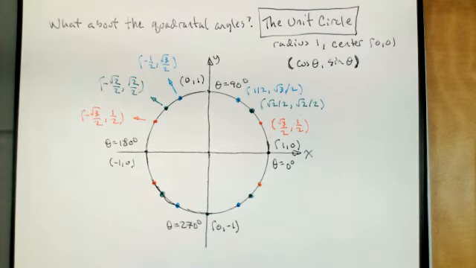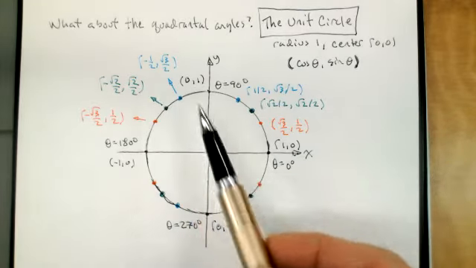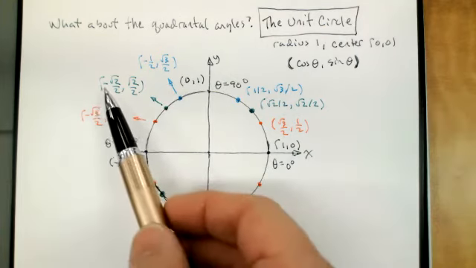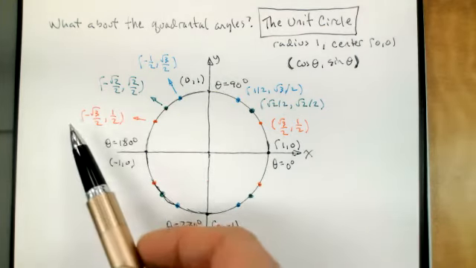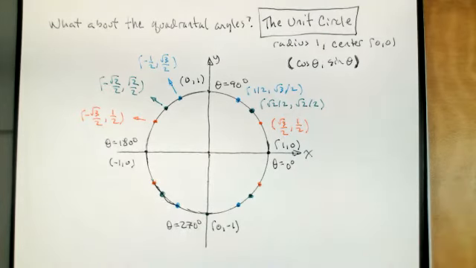So we see in the second quadrant, the cosine is going to start off at 0 and drop down to -1. So cosine of 90 is 0, cosine of 120 is -1/2, cosine of 135 is negative √2/2, cosine of 150 is negative √3/2, down to cosine of 180, which is -1. So we can see cosine start off at 1 and drop down to -1 in that first half of the circle.